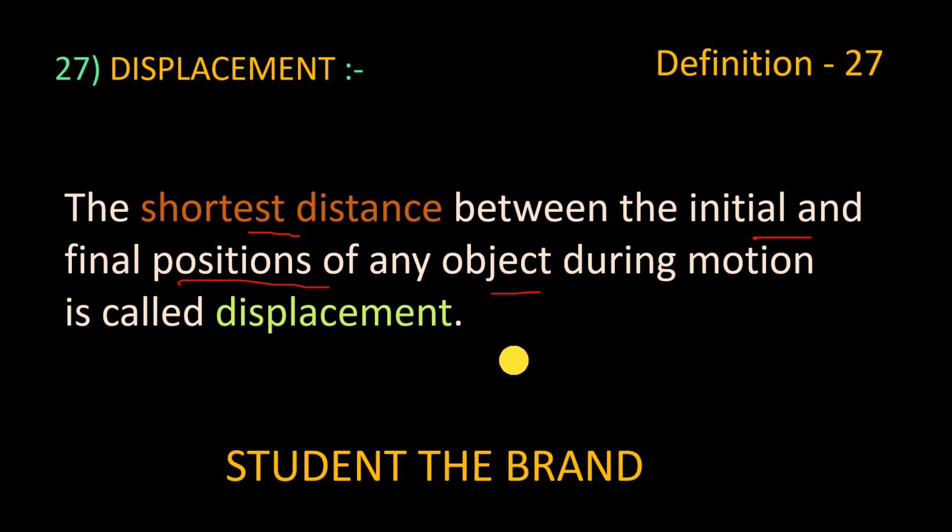Displacement is the shortest path between the initial and final position of an object during motion. Here I am taking A and B. If I move from A to B and B to C, I am considering the shortest path from the initial point to the final point, that is called displacement.